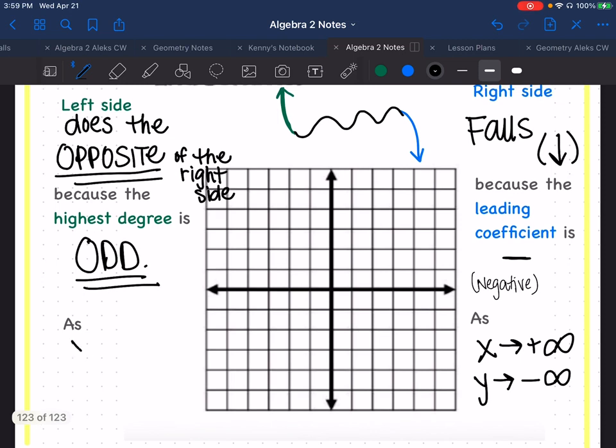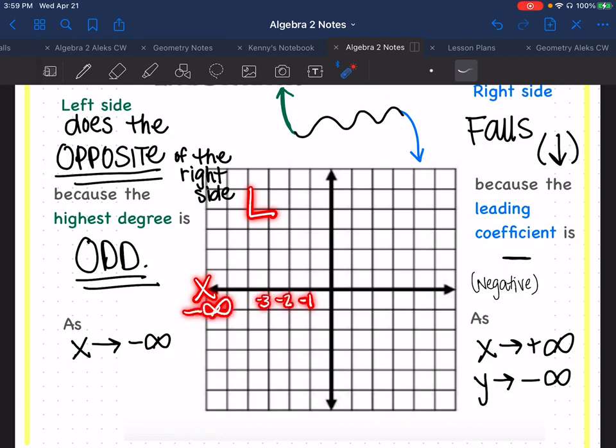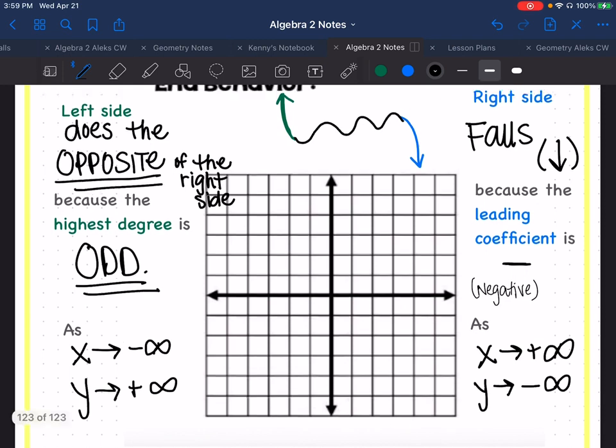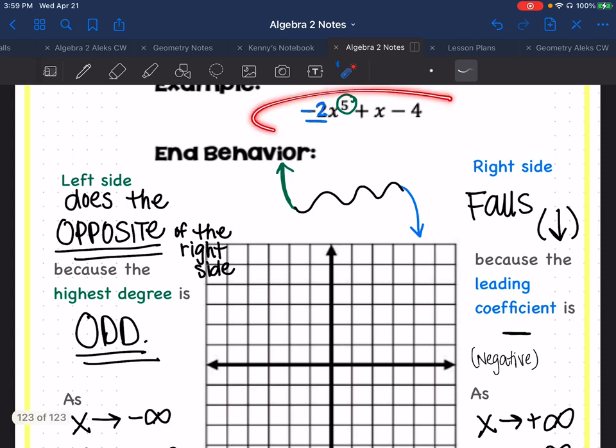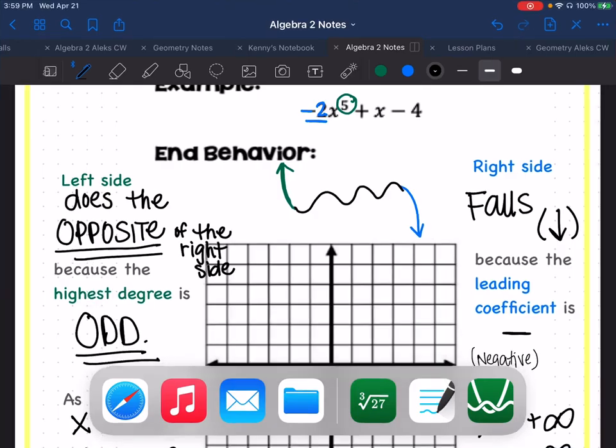What this means is as x is approaching negative infinity, think about this, we're on the left side of my graph. Here is my x-axis. These are my negative numbers. So this is negative infinity. As x is approaching negative infinity, y is approaching positive infinity because the graph is rising. All right, let's go ahead and take a look at this example in Desmos to see if we predicted the end behavior correctly. Let me grab my pen so we can graph it.